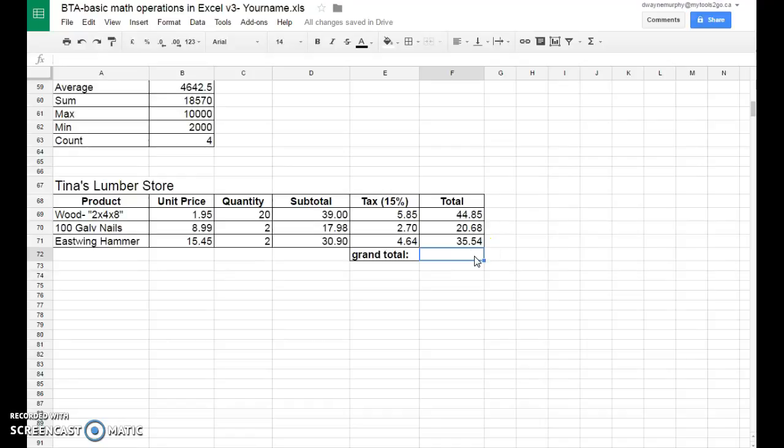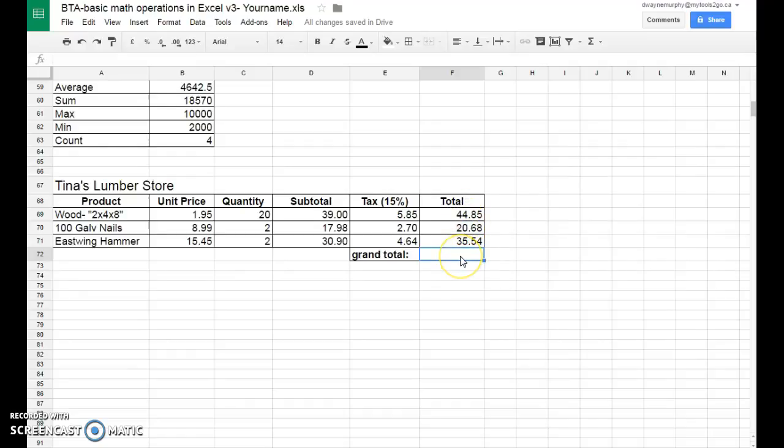Now finally, grand total. I could add these three cells. I could say this plus this plus this. I'm hitting the plus sign on my keyboard, by the way, okay? And it comes out to $101. But I'm going to show you another way. Why don't we do a function here? Would you know how to use a function in this cell to add up these three cells?